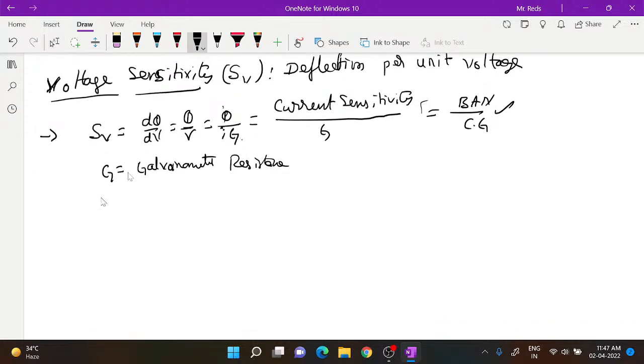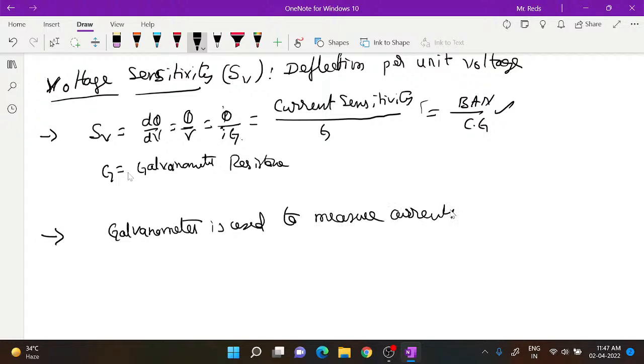But as we know, a galvanometer is used to measure or detect very small currents, of the order of nanoamperes, or 10 power minus 9 amperes. You have to remember that a galvanometer is used to detect or measure currents of the order of nano ampere.